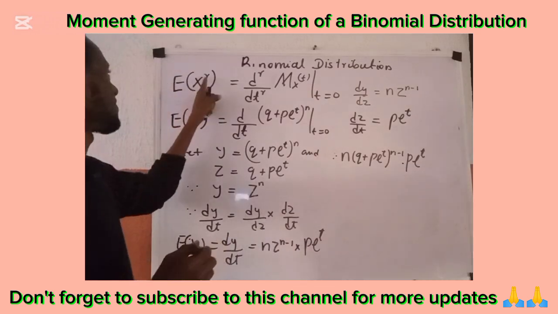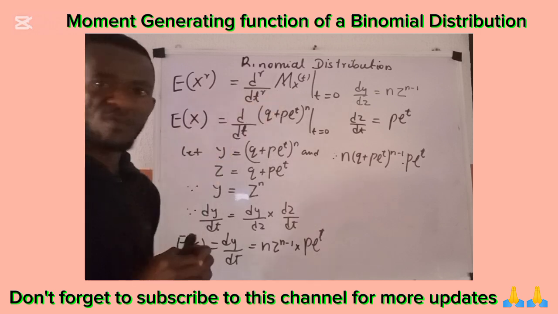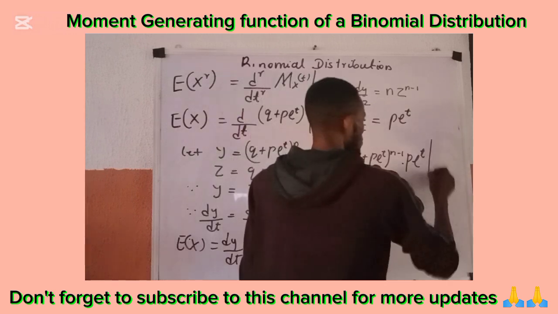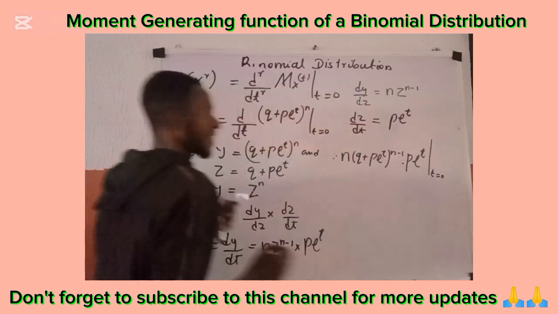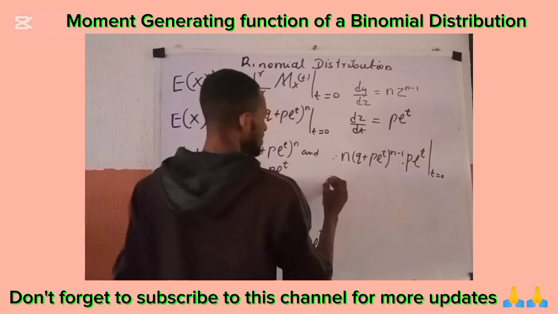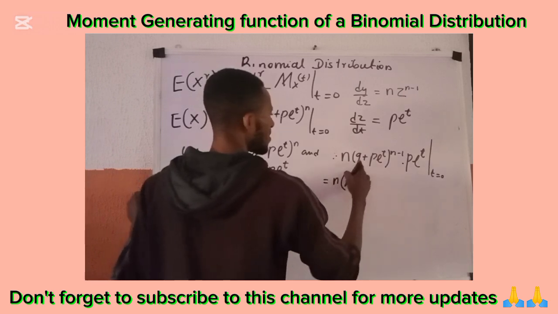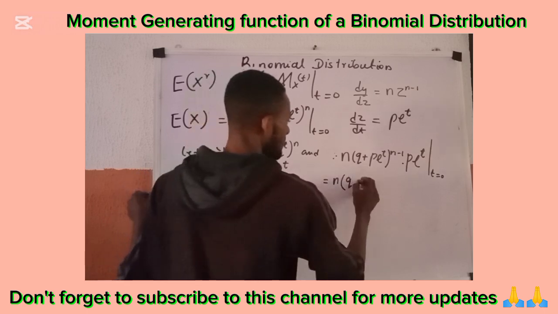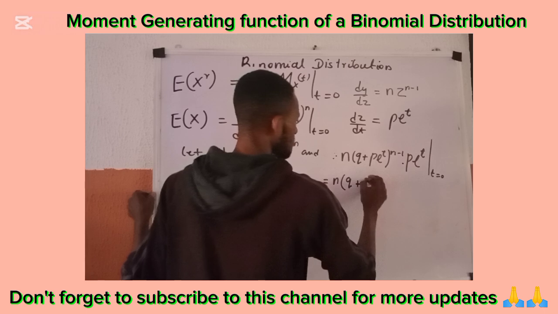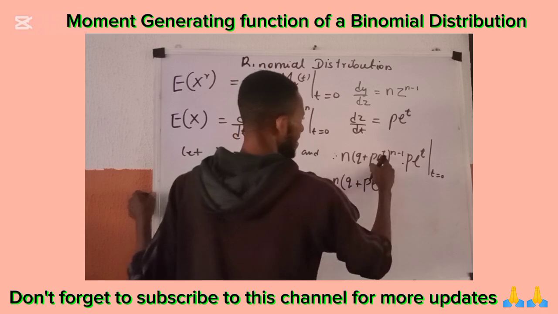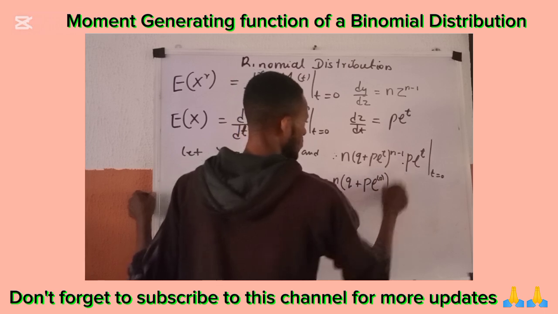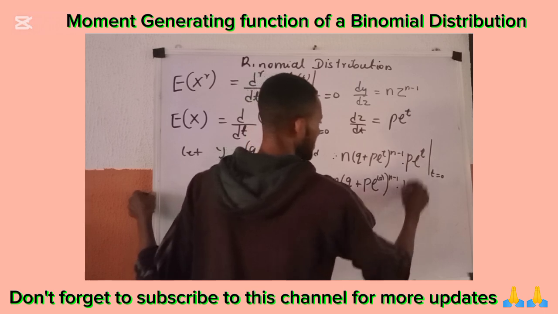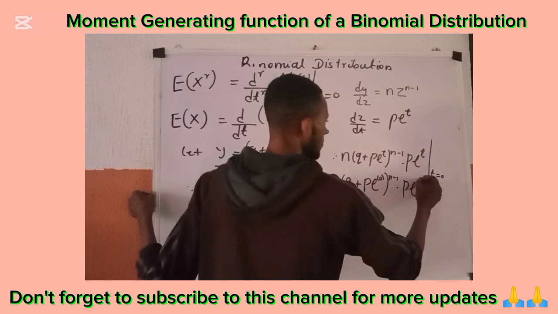This is the first derivative of this MGF about 0, and we are told to evaluate this when t is equal to 0. Anywhere I see t, I'm going to put 0. So this becomes n into q plus p of e to the 0, then raised to power n minus 1, multiplied by p of e to the 0.